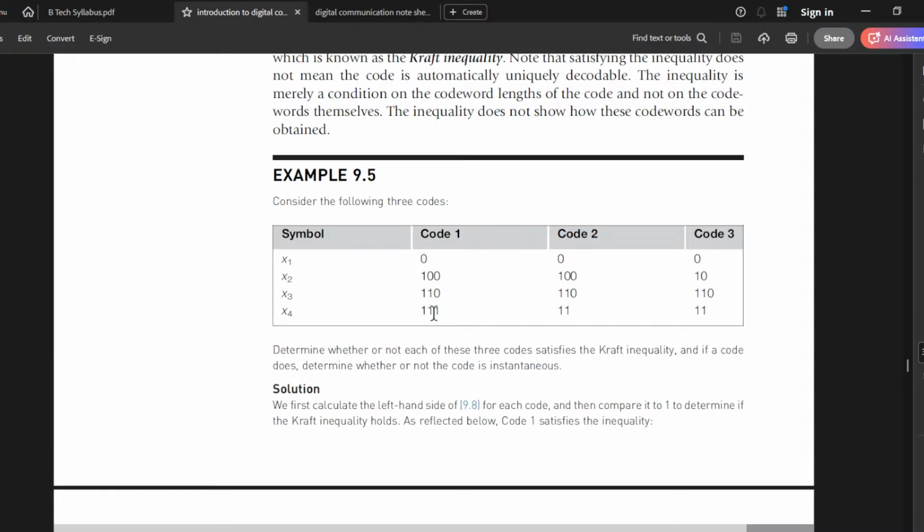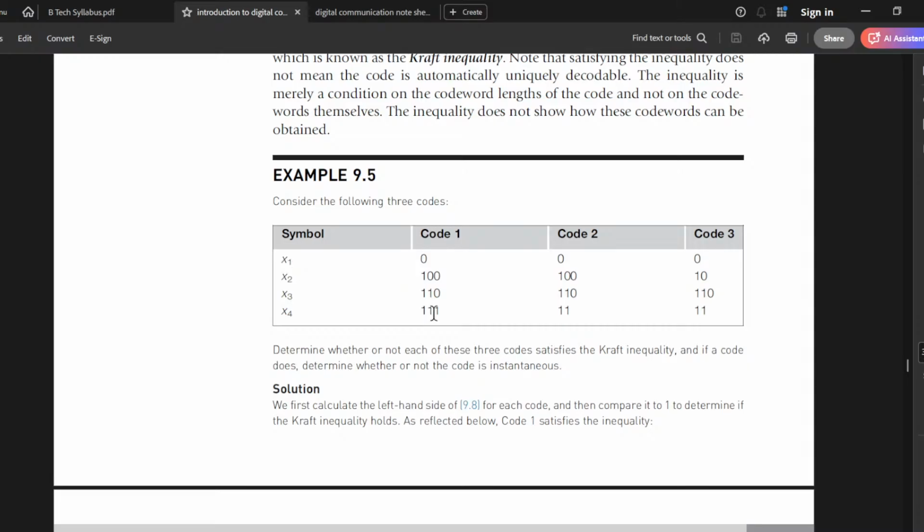So here I am with example number 9.5. There are three codes for x1, x2, x3, and x4. Determine whether or not each of these three codes satisfy the Kraft inequality, and if a code does, determine whether or not it is instantaneous.